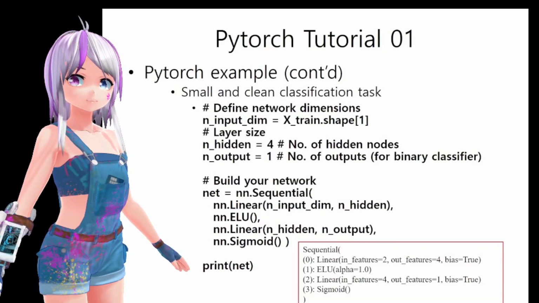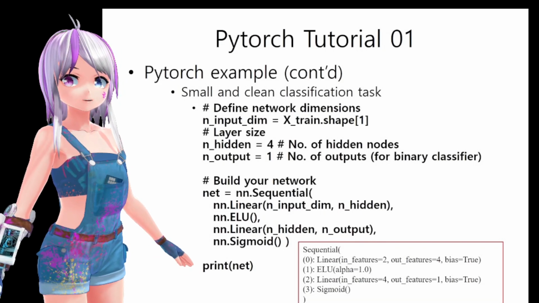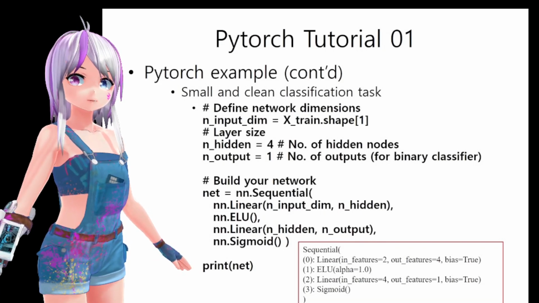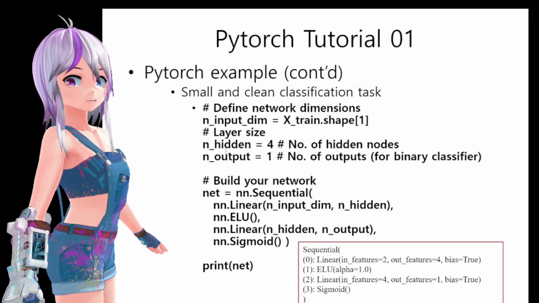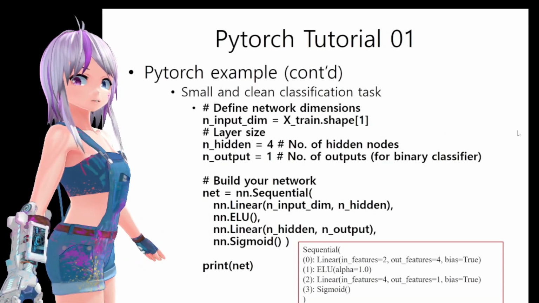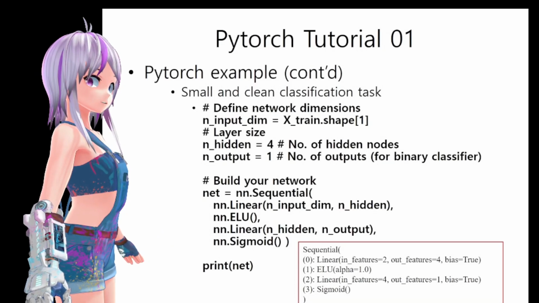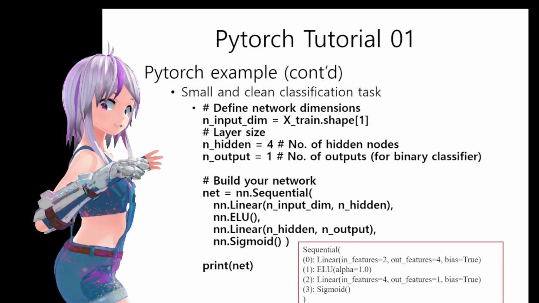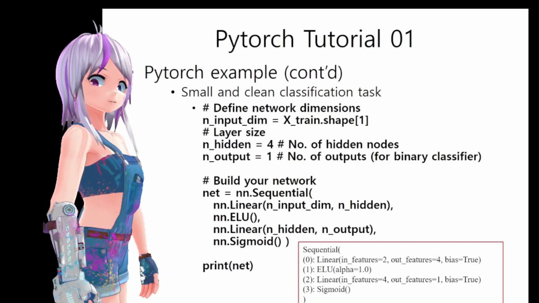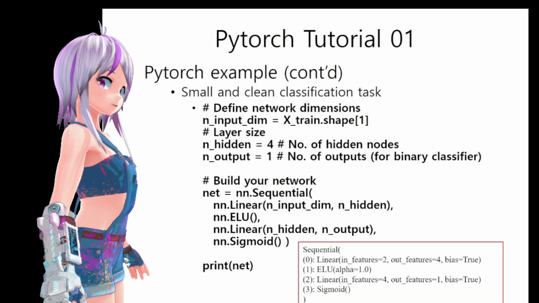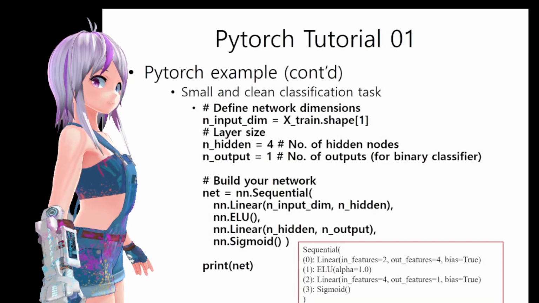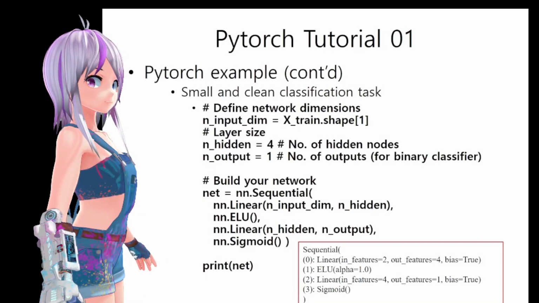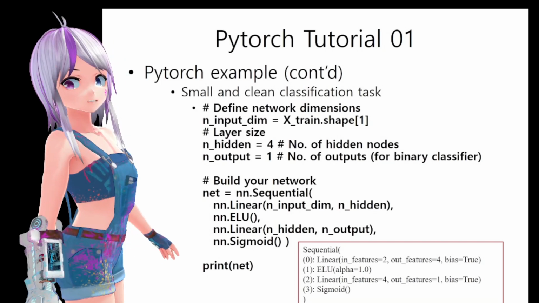So we have a comment, define network dimension. So our number of input dimensions is over there, Xtrain.shape[1]. And layer size: for hidden layer, we have 4 hidden units. The output is just 1 because we are just separating 1 and 0, positive set, negative set. So it's like a binary classifier. So we have only one output unit and 4 hidden units.